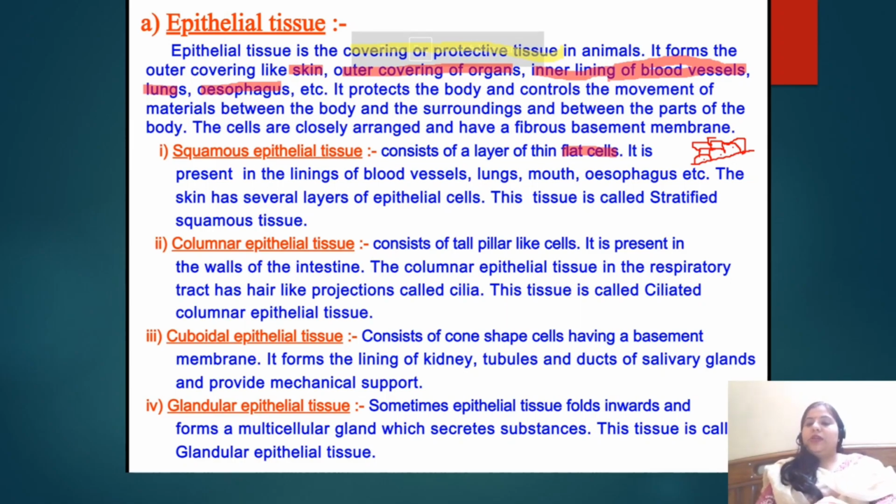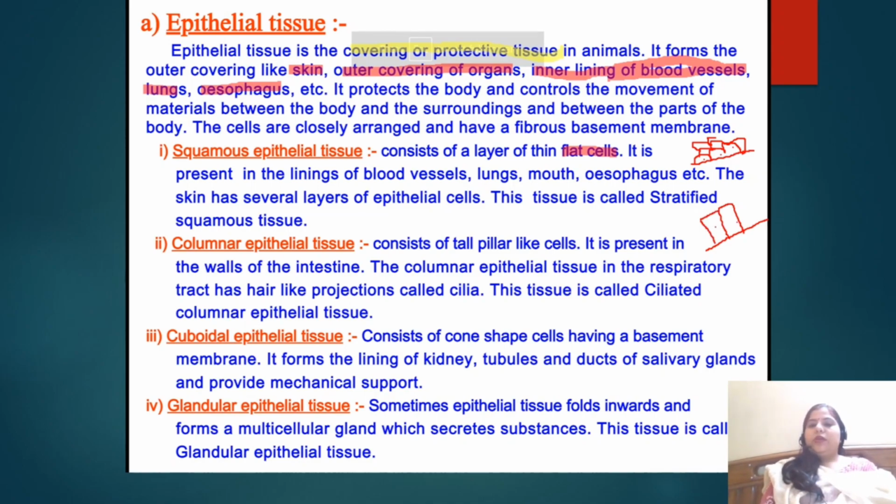Squamous epithelial tissue is there so that underlying organs and systems can be protected. Next is columnar epithelial tissue. Columnar means they are column shaped, like this, on one baseline without spaces. They are column shaped.